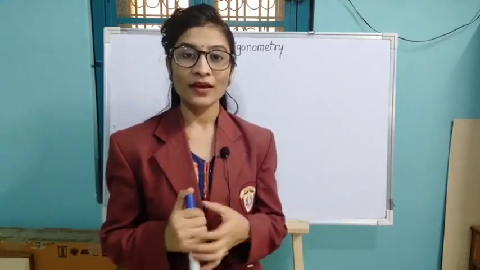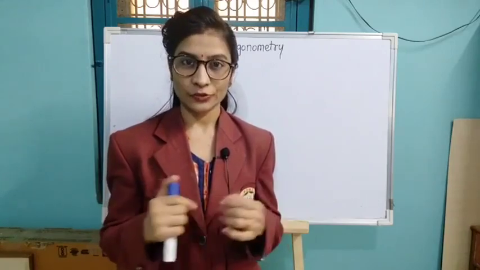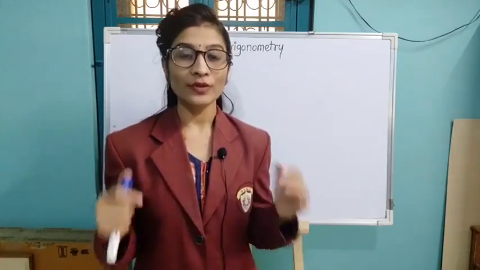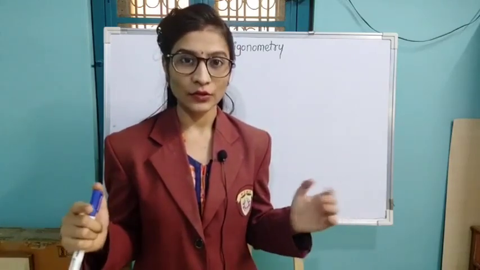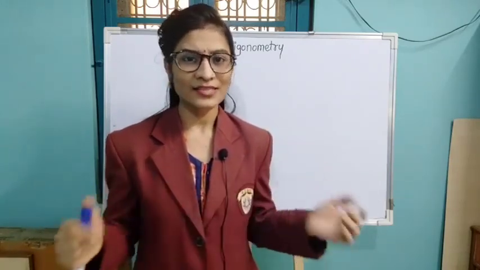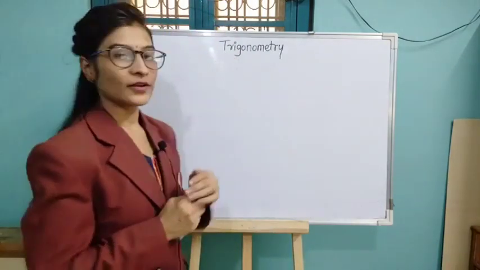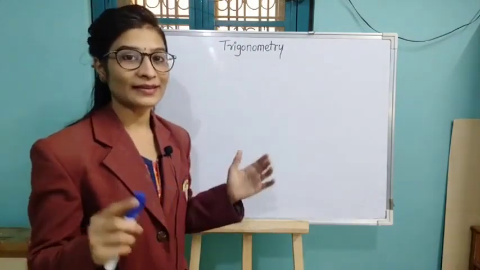You know very well there are 6 trigonometric ratios. But before learning those trigonometric ratios, you should know the basic knowledge about a triangle, the right angle triangle and the concepts related to it. So let's start. In trigonometry, we have to learn about the right angle triangle.